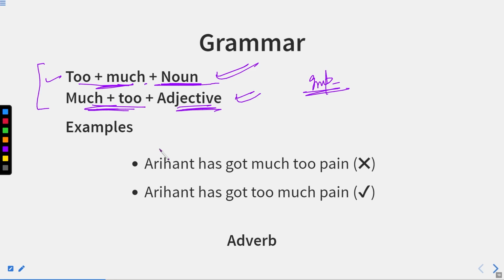Because if we know the concept, we should apply it in our speaking as well to make our speaking good. Now, too much is always followed by a noun, whereas if we are writing or speaking much too, it should be followed by an adjective only. For example, Arihant has got much too pain. Now, pain is a noun. We know well that pain is an abstract noun. So, because it is a noun, we cannot use much too. It should be replaced with too much. Arihant has got too much pain.